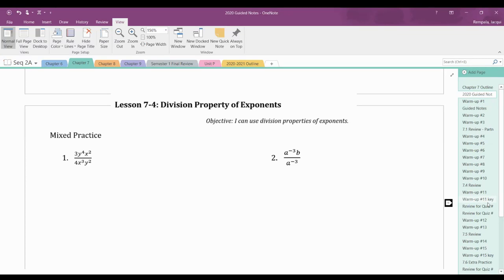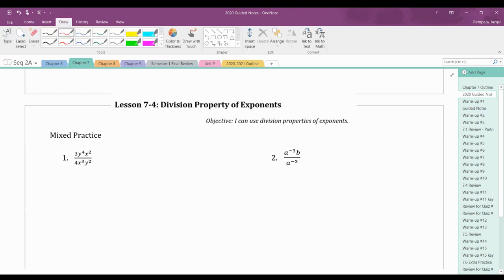Today we're going to continue looking at lesson 7.4, which is about division properties of exponents. So today's objective is we're going to use division properties of exponents. So let's go ahead and take a look at some more examples of this property.